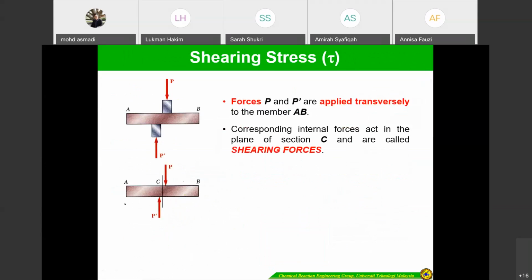Okay, shearing stress. If we introduce forces P and P prime applied transversely to the member AB, look at here, this direction and the opposite direction, right? The corresponding internal forces acting in the plane of section C are called shearing forces.